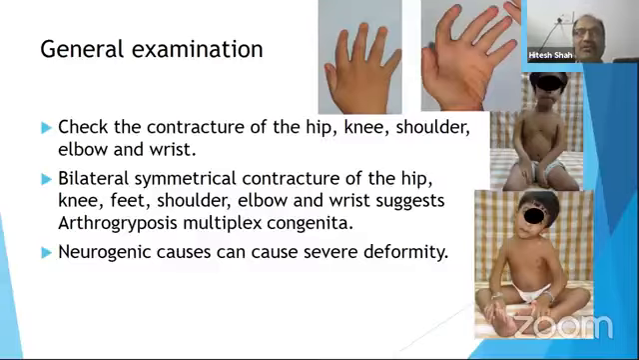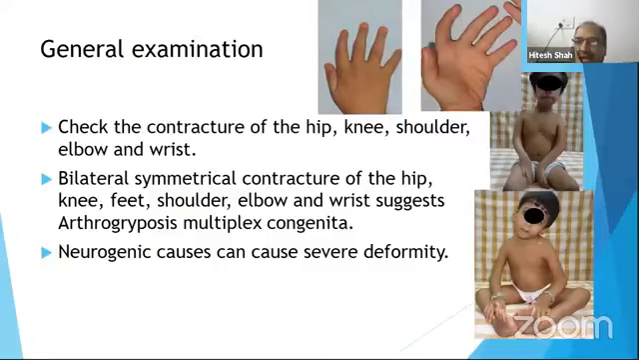Another important point is systemic examination, because this would also be part of your exam question. 80% of clubfoot is idiopathic in nature, while in vertical talus, 50% are always non-idiopathic. It will be associated with syndromes, like trisomy, chromosomal anomalies, multiple congenital contractures, and spina bifida. So a general examination is very important in vertical talus.